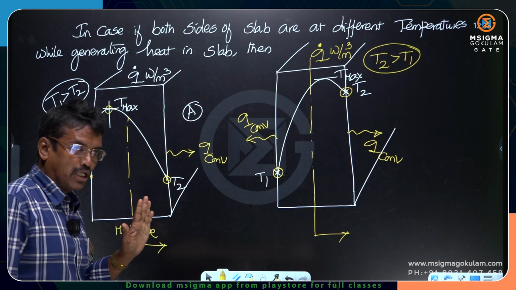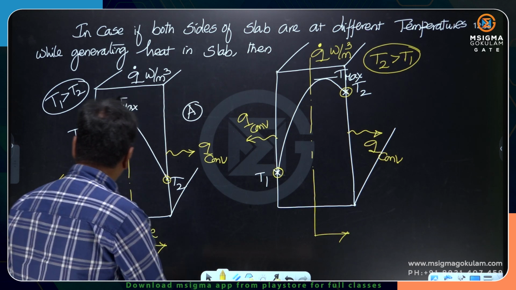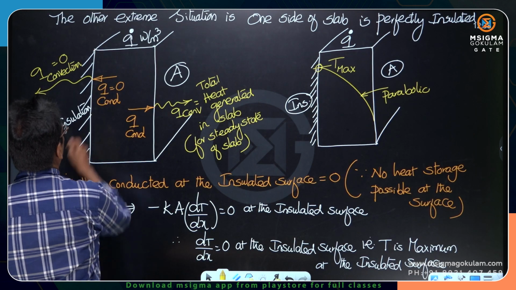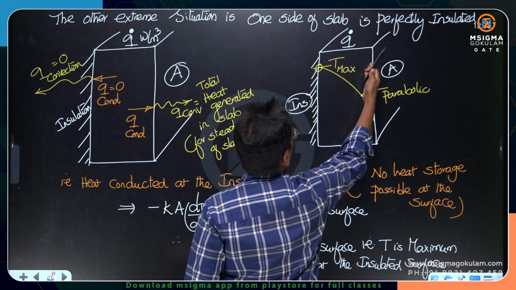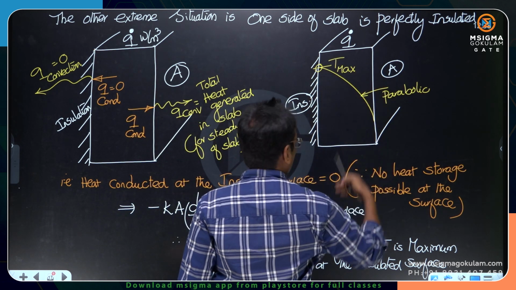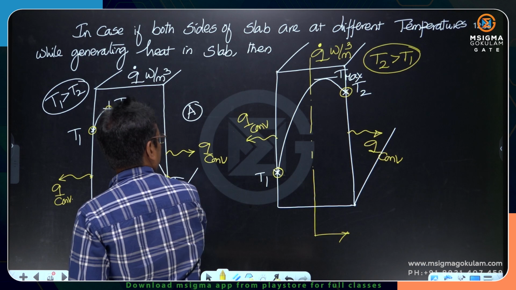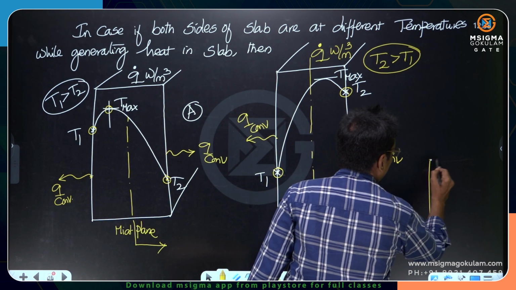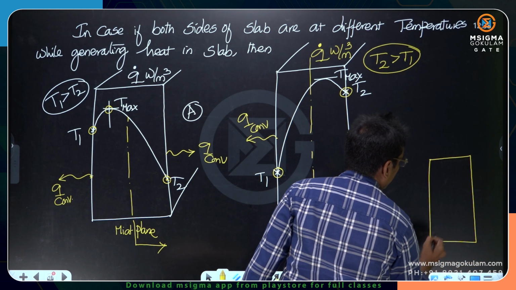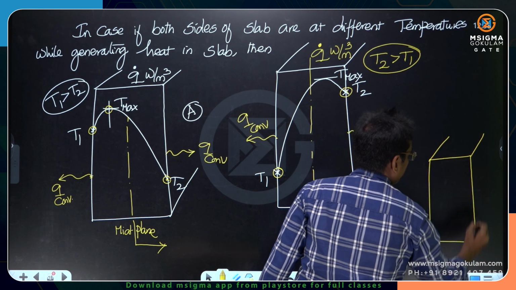So I have given you all the options. If the left side surface is insulated, you see the maximum temperature there. If the right side is insulated, you see the maximum temperature there. So any option is possible. Suppose the right hand side surface is insulated like this, you are generating heat, and the right side is insulated.